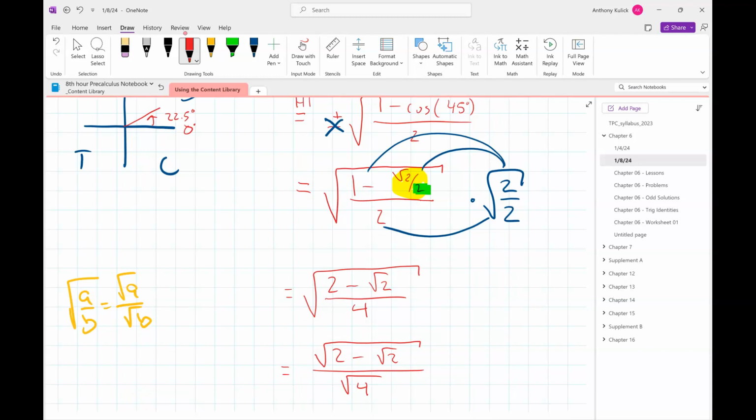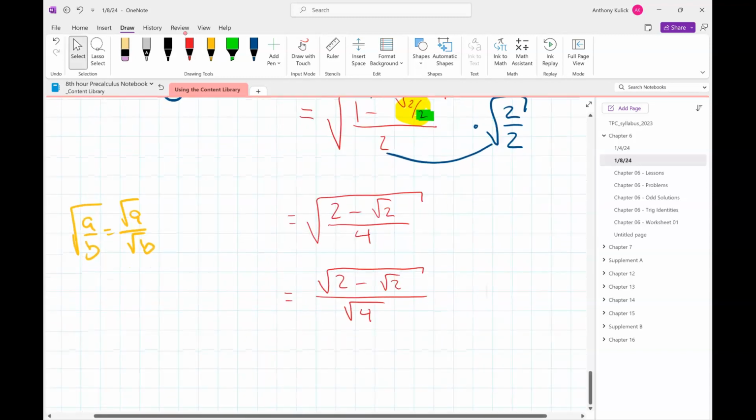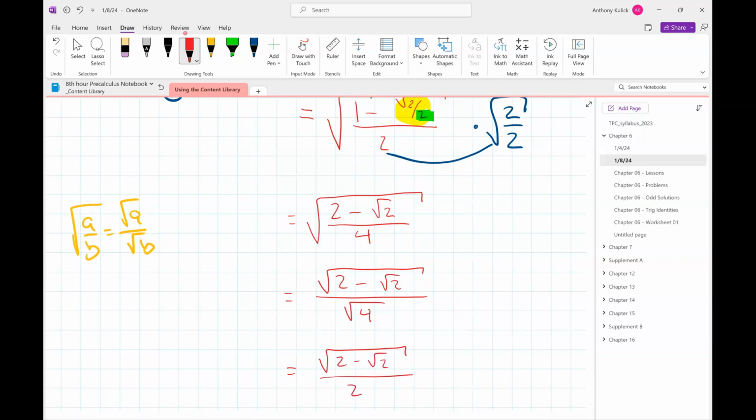But what is the square root of the denominator? It's just 2, right? The square root of 4 is just 2. I don't have any nasty algebra to do to get rid of that. I can just evaluate it. That happens a lot of the time. And that's as good as we can do.